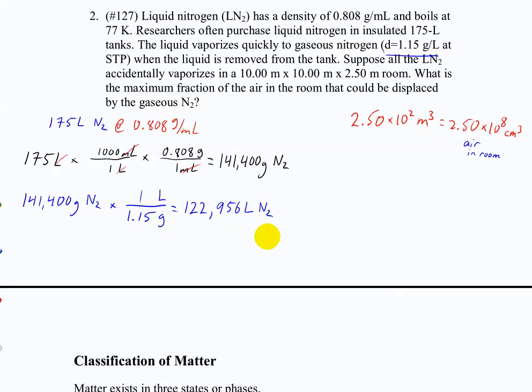So the gaseous nitrogen is taking up that many liters, and we need to compare this against these cubic centimeters. So what should our last step be? Yeah, liters to cubic centimeters. Let's do one more multiplication where we have liters on the bottom and cubic centimeters on the top. How many cubic centimeters in a liter? 1,000, because remember they're the same as a milliliter. So you multiply that by 1,000, you get 1.23 times 10 to the 8th cubic centimeters. And that's the gaseous nitrogen. So would that displace all the air in the room?